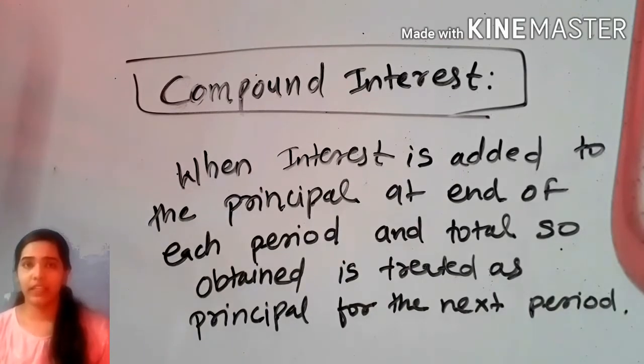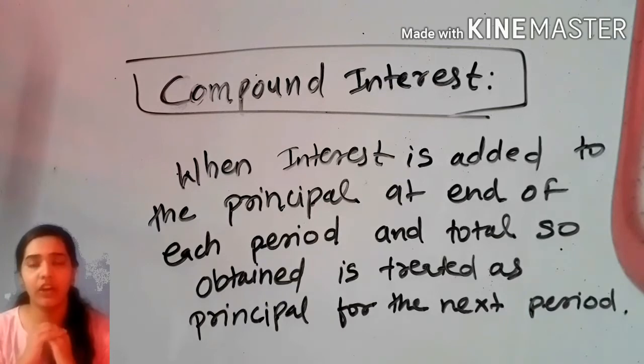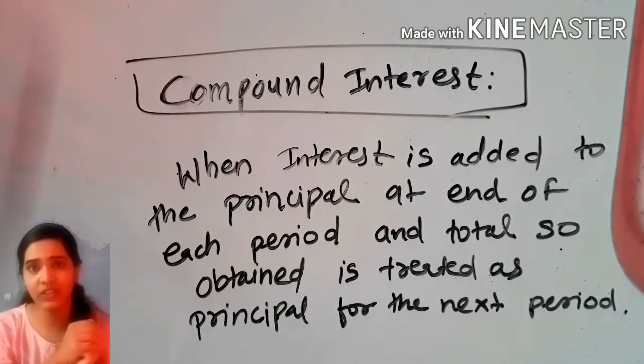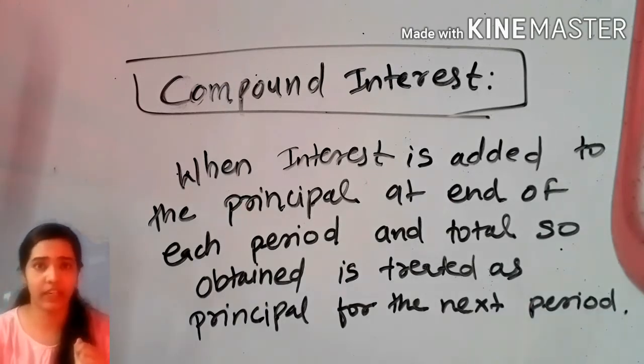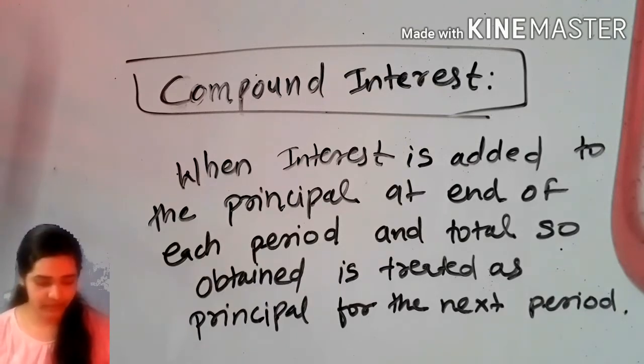What is happening in compound interest is, if you are investing somewhere with compound interest, you are depositing it in the bank for, say, 2 years. The total amount of the first year is being considered as principal for the second year. This is the difference between compound interest and simple interest.